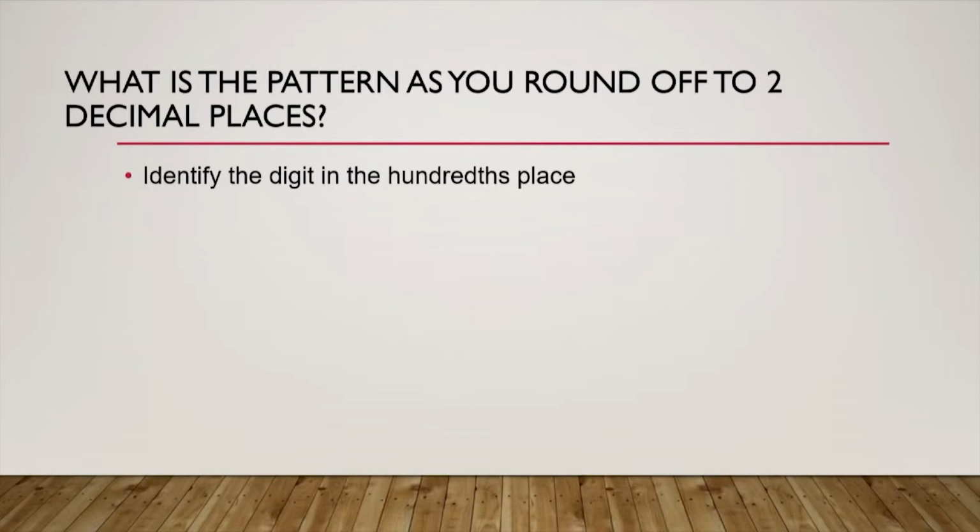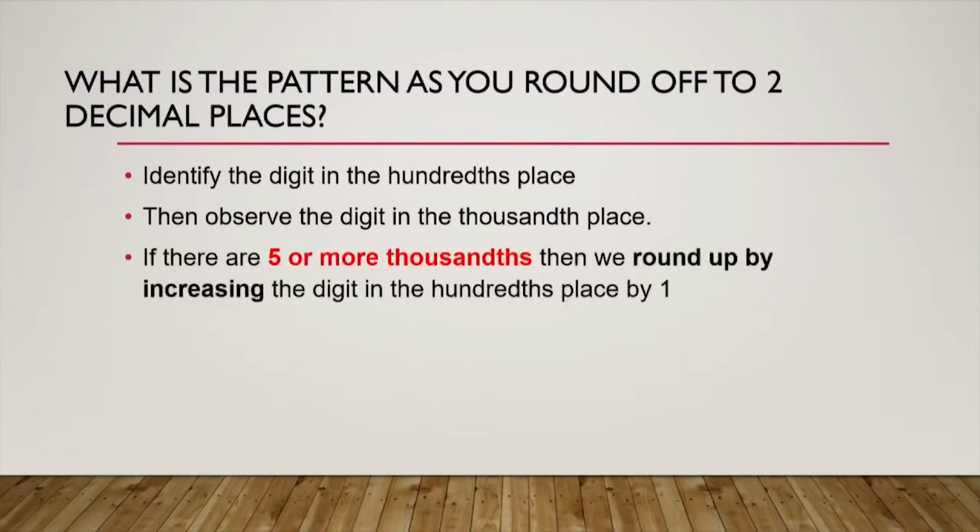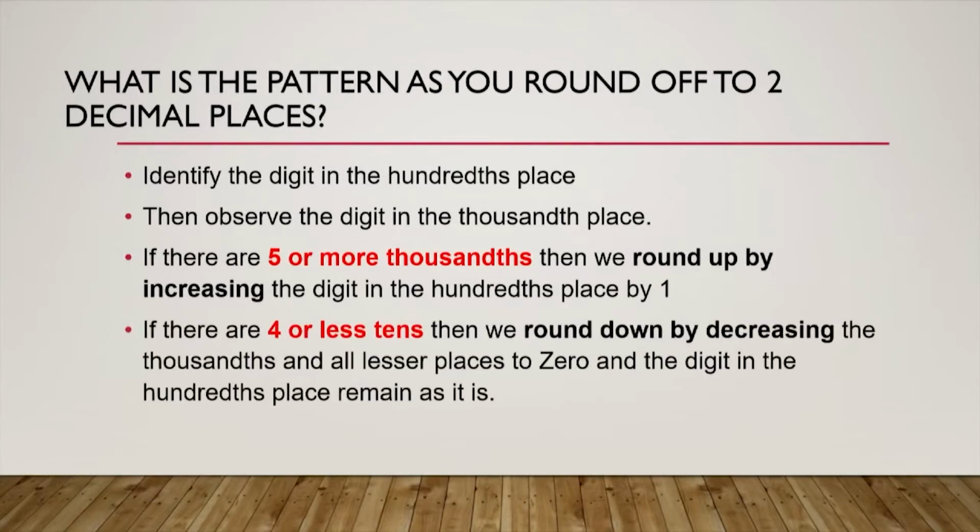We identify the digit in the hundredths place. That's the first thing we do. Then we observe the digit in the thousandths place, which is to the right of the hundredths place. If there are 5 or more thousandths, then we round up by adding 1 to the hundredths place. And if it is 4 or less, we round down by decreasing the thousandths and all lesser places to 0, and the digit in the hundredths place remains as it is.